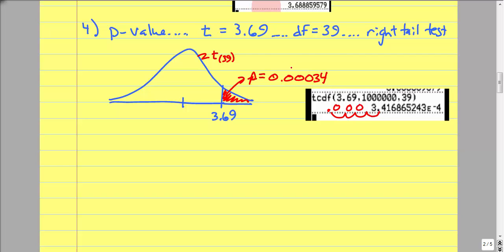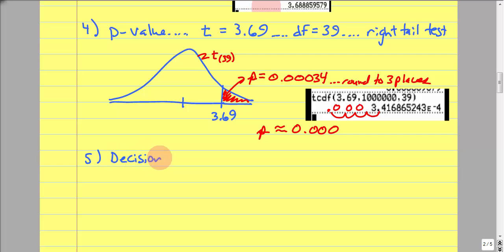Now, if I were asked to round this to 4 places, I would call this 0.0003. But the directions for this problem, let's say round to 3. So if we round to 3 places, my p-value would be approximately equal to 0. And I've put in my answer as 0.000. So that's my p-value. Now again, I couldn't use my normal tables here because my normal tables don't list degrees of freedom at 39. Next thing I'm going to do is to make a decision.